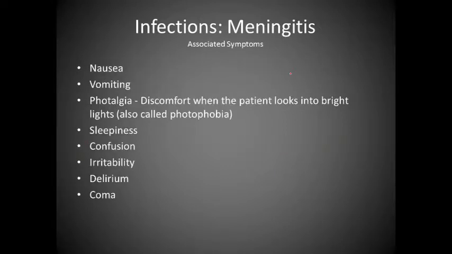So symptoms of meningitis are nausea, vomiting, photalgia, which is discomfort when the patient looks into bright lights, also called photophobia. So the patient just experiences a glaring pain simply because of bright lights. They have sleepiness, confusion, irritability, delirium, and even coma. These can all be symptoms of meningitis.